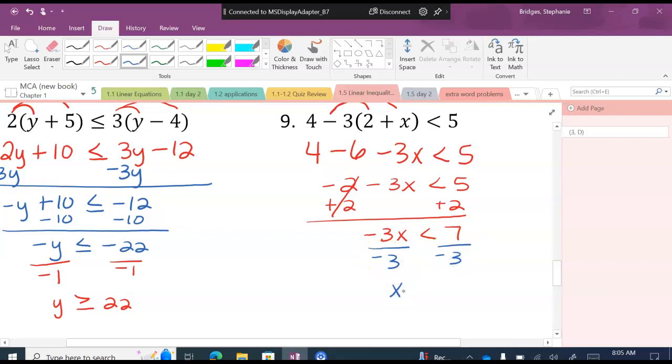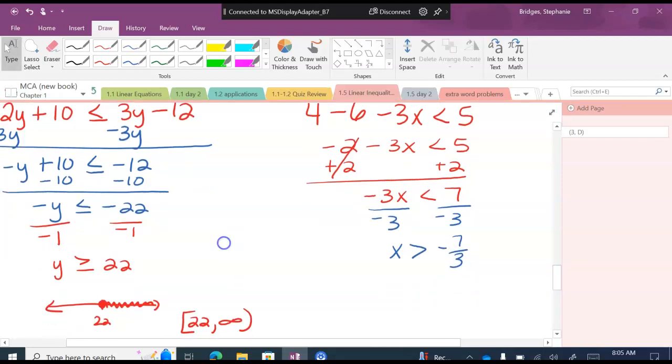Flip it. Now, does 3 go into 7? Can I leave it as a fraction? Yep. When I draw my graph, negative 7/3, open or closed? Open. Left or right?